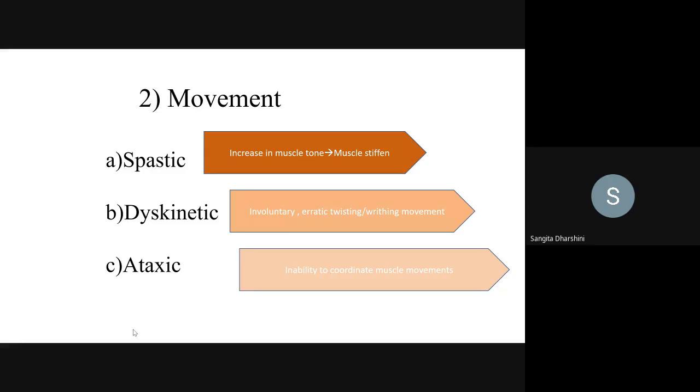So we might say spastic hemiplegic CP. Spastic is the predominant movement, hemiplegic is the extent of the weakness, and CP is the condition the child has. Sometimes we say spastic slash dyskinetic quadriplegic CP if we think both of the movements are equally important to be described. So this is how we generally describe these children.